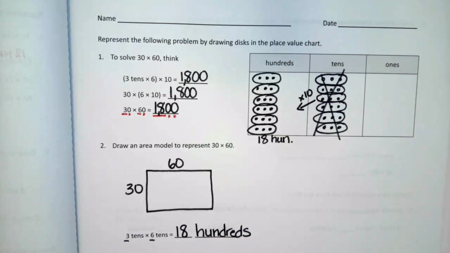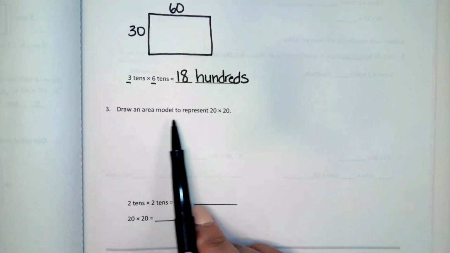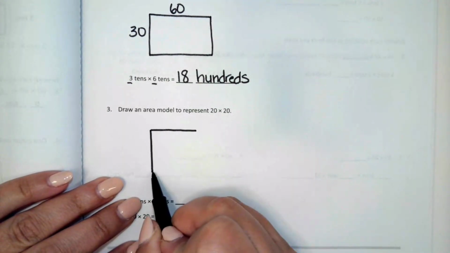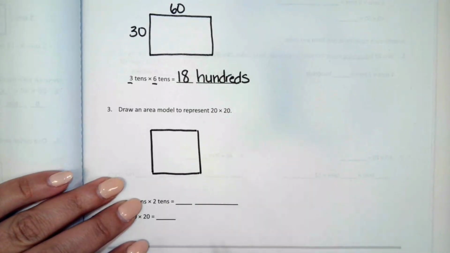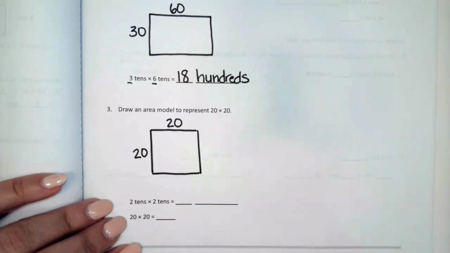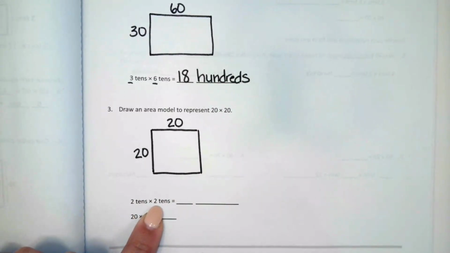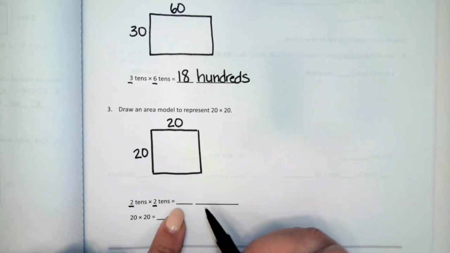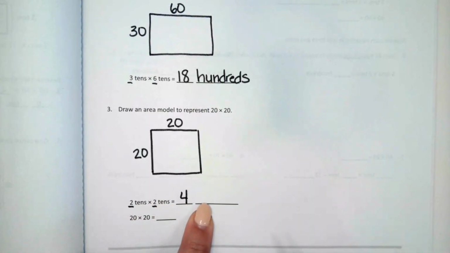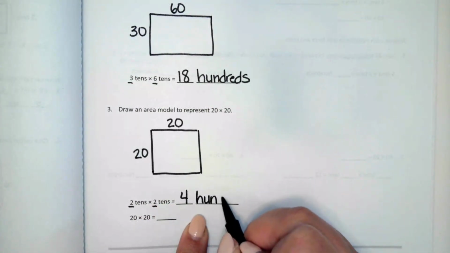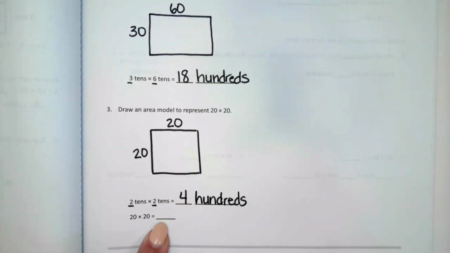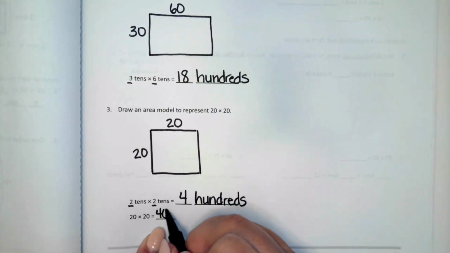Okay, let's move down to number 3. This one says draw an area model to represent 20 times 20. So area model, 20 times 20, that means the length and the width are the same. So it can look like a square. 20 times 20. 2 tens times 2 tens. Start with 2 times 2 equals 4. And tens times tens equals hundreds. So it equals 400s in unit form. How do we write that in standard form? 400.